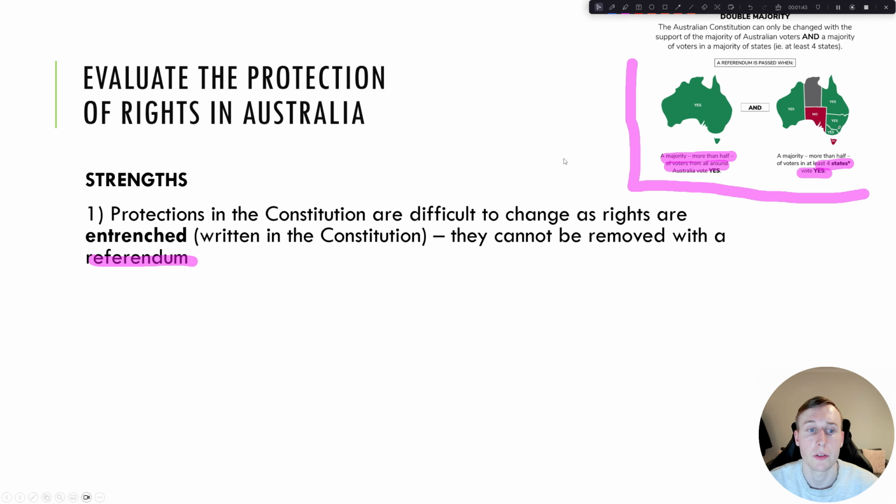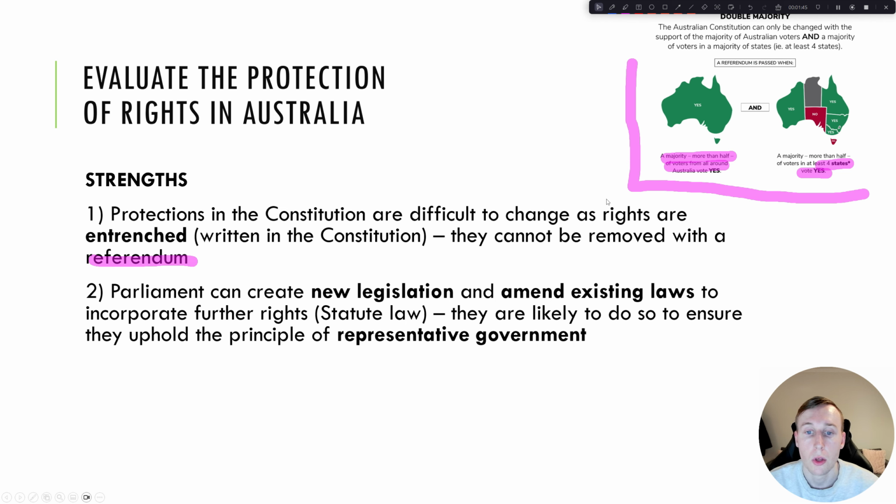Moving on to our next strength, which is all about statute law. Parliament's main job is to make law. They can create new legislation, or they can even amend or update existing laws to incorporate further rights. This is known as statute law, and they're likely to continue to pass laws that uphold our views and values and promote our human rights because of this principle of representative government, which we looked at previously. Their whole job is to represent the views and values of the people, so they'll probably continue to make really effective laws that enhance human rights.